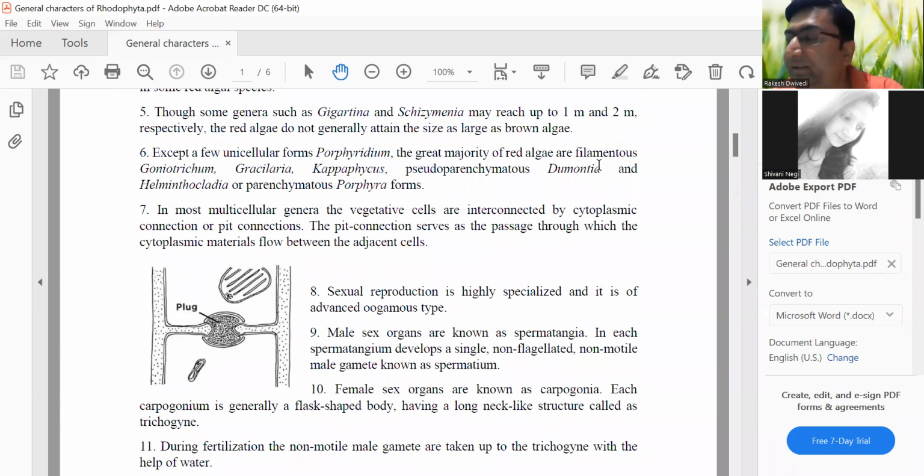Tomorrow we will discuss the cyanobacteria or blue-green algae in the class.